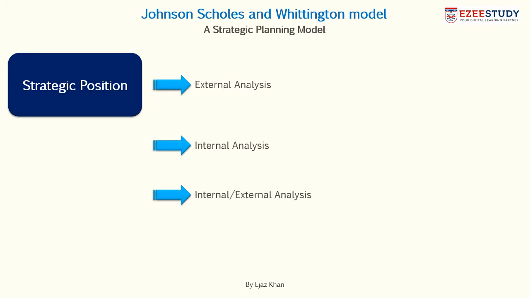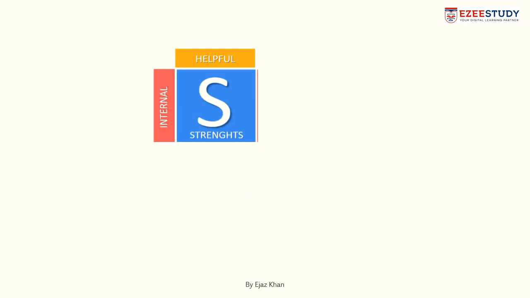We are going to discuss a model that will help us analyze the organization from both an internal perspective and an external perspective. That model is called SWOT analysis. SWOT analysis is basically about four factors which the organization must identify and analyze before it can come up with any strategy.